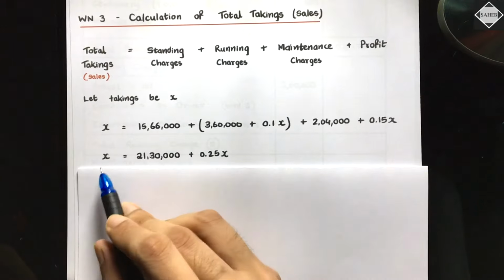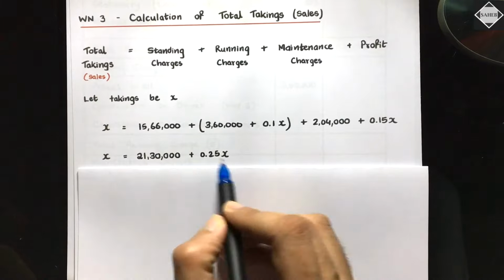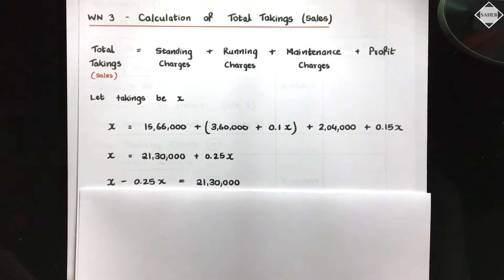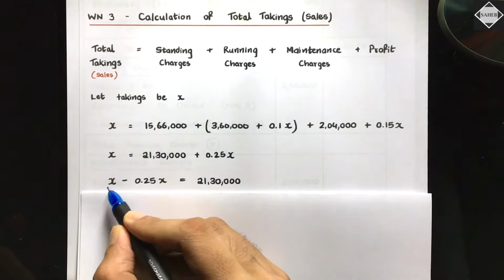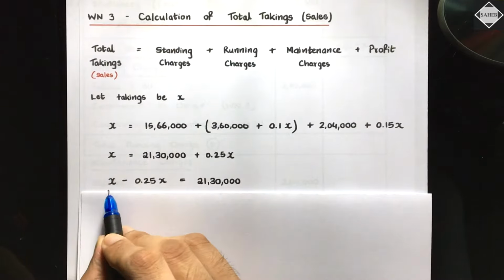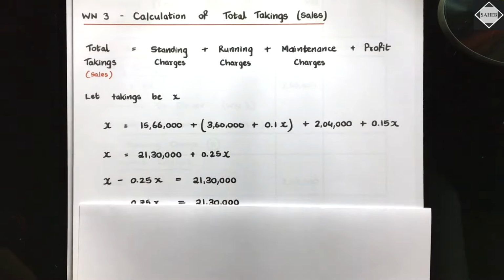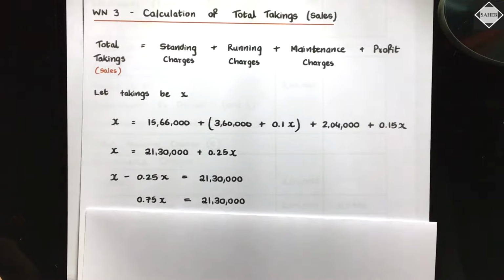Then you can take this to the other side. Here there is already x, so those are like terms. So it will be x minus 0.25x. Here x means 1x, the coefficient is there. So x minus 0.25x will be what? 0.75x.